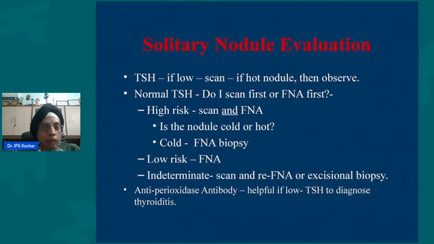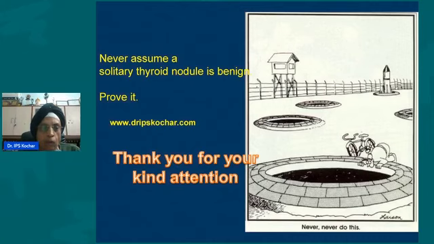So TPO sometimes helps, and antithyroid antibodies sometimes help, because if there is low TSH, they help to diagnose thyroiditis. So if you have a high TPO with low TSH, it's going to be easy to diagnose thyroiditis. So never assume a solitary thyroid nodule is benign. Prove that it is benign if you say it's benign, especially in the pediatric and adolescent population.